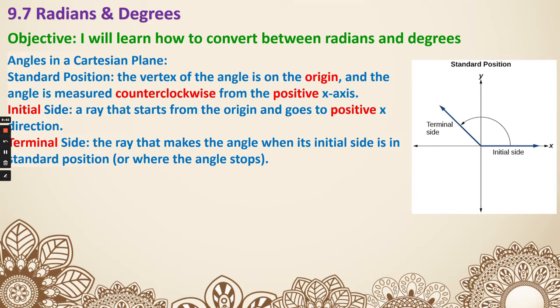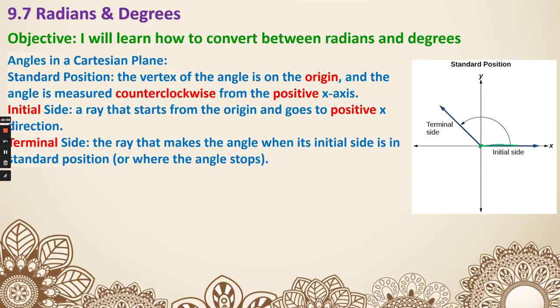We have something that we call standard position, because we can't just have an angle starting from wherever we want and turn whichever direction we want. We gotta have a standard. So here is the standard position. The vertex of the angle is on the origin, and the angle is measured counterclockwise from the positive x-axis.